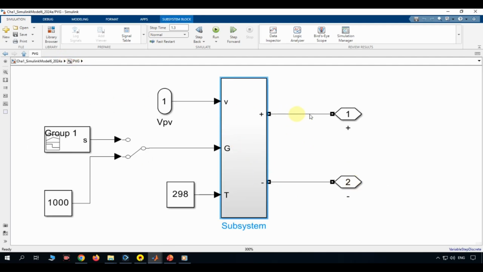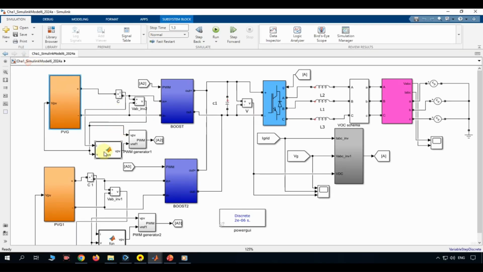Now that we understand how the PV generator produces its voltage and current, the next step is to learn how the system extracts the maximum available power from the PV array. In the next section, we will study the Perturb and Observe, or P&O, maximum power point tracking algorithm, which continuously adjusts the operating point of the PV generator to ensure that it delivers its maximum possible power under changing weather conditions.